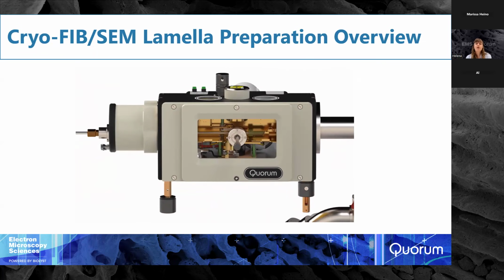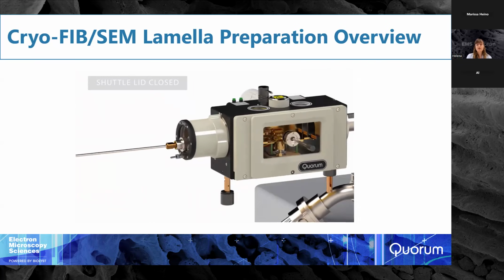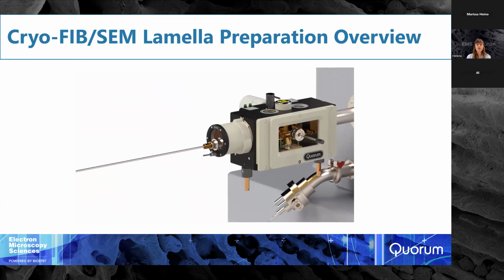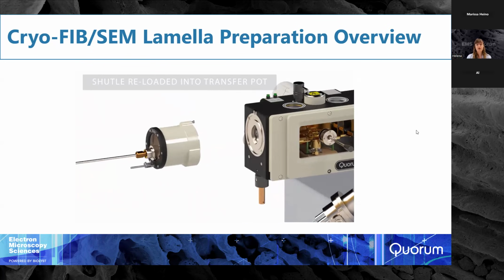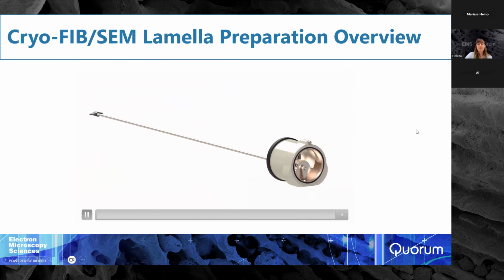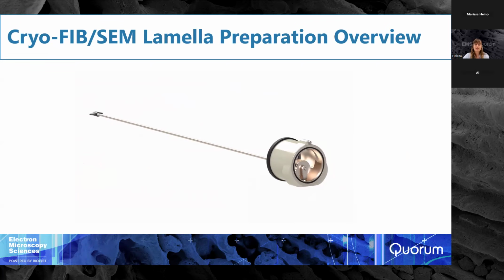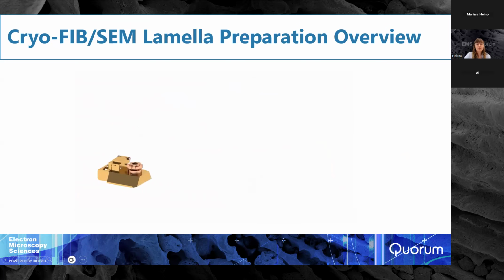And then at this point, what we can do is close that holder so that we secure that TEM grid nice and safely inside, with the lid closed. And then we can pull it back out with the transfer pot. From this point, you can then move back to the slush nitrogen and transfer onto your TEM holder. So that's what the process looks like.